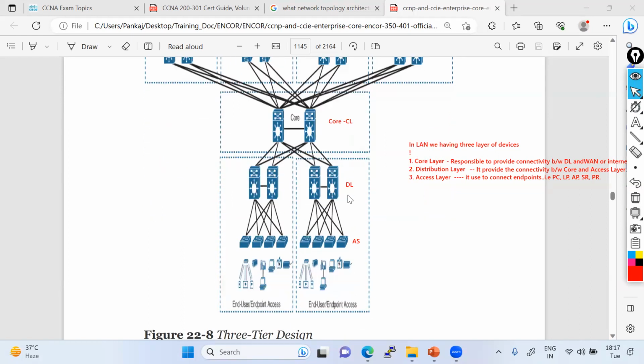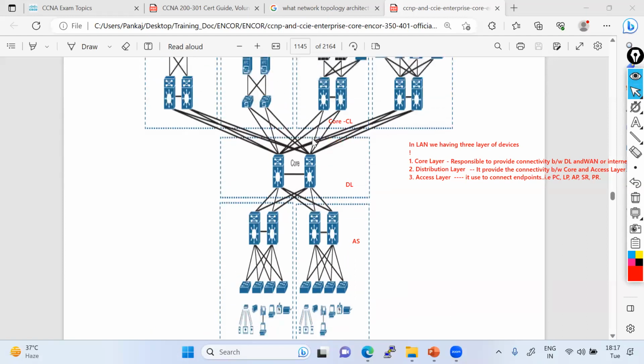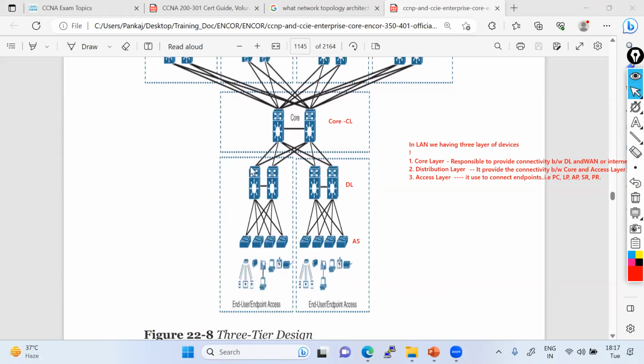So in the 3-layer model, the access layer is used to connect the endpoints: PC, laptop, access point, WLC, printers, servers. These all connect to your distribution layer. Your core layer connects with the WAN and the DL, and the DL is just a bridge between the core and your access layer, right? I hope it is clear to everyone.